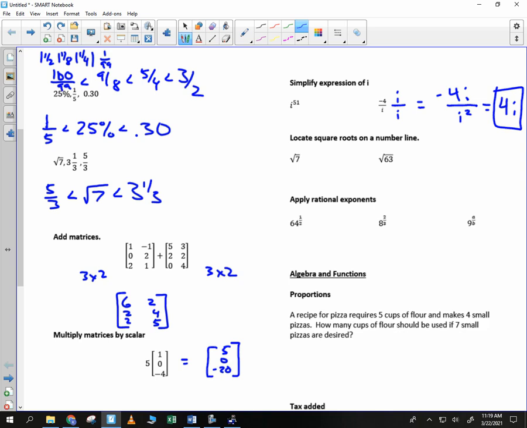Let's look at one that seems very complicated, i to the 51st power. I don't want to multiply that out 51 times. So I'm going to rewrite it as i to the 50th times i. Everybody okay with that expression? Now I'm going to take that i to the 50th, and rewrite it as i squared to the 25th. Once I get an i squared, I'm good to go, because i squared is negative 1. And negative 1 times i is negative i.